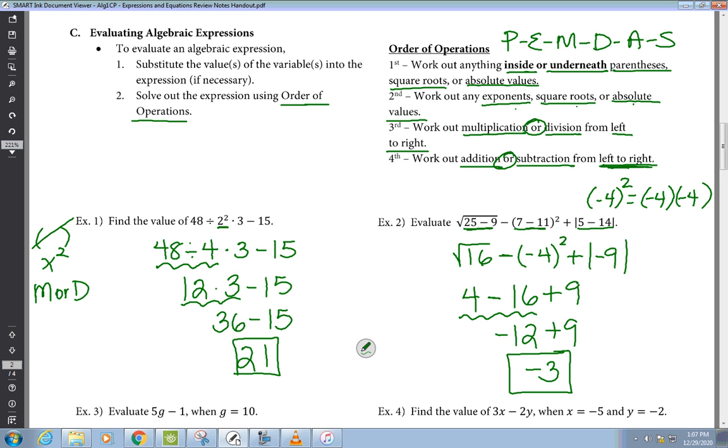So the key thing with order of operations is you must go from left to right. You have to go from left to right, and not just go in whatever order you feel like. It doesn't work that way.